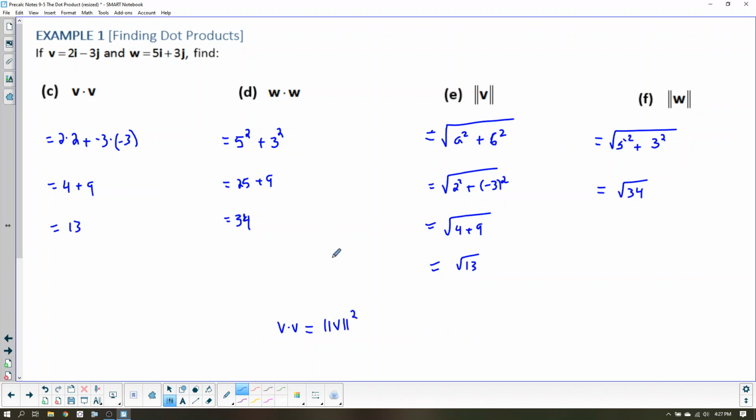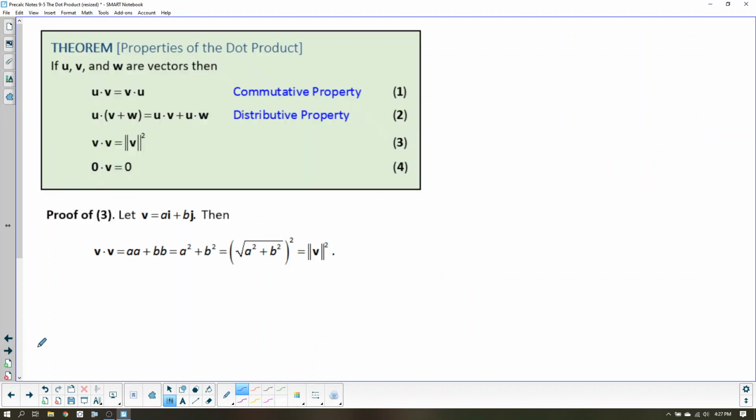So this is another property that's going to be true in general. So we've actually shown two now. We showed that the dot product is commutative, which I believe is on the next screen. Dot product is commutative. And we also proved that if you take a vector and do the dot product with itself, it's the same as the square of its magnitude. A couple other properties that are true.